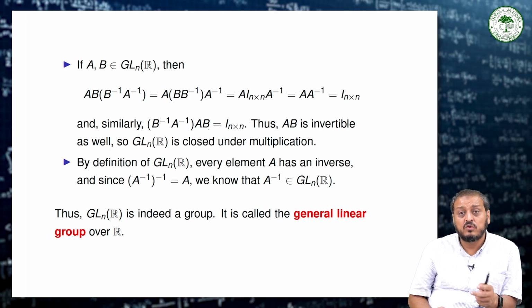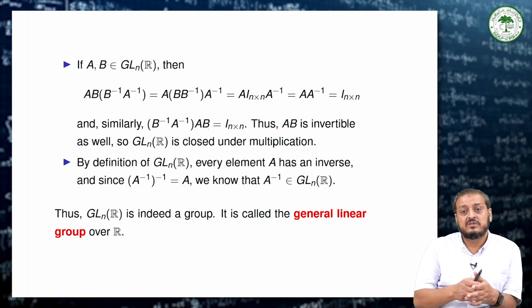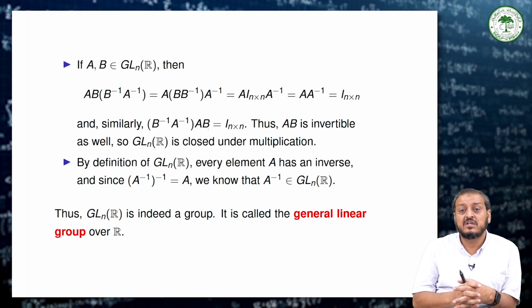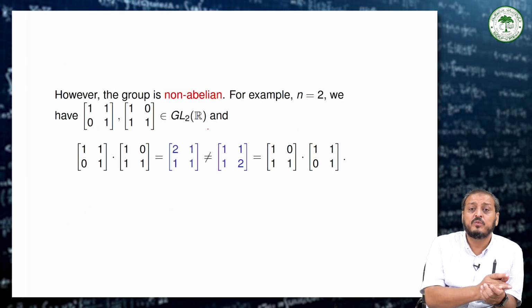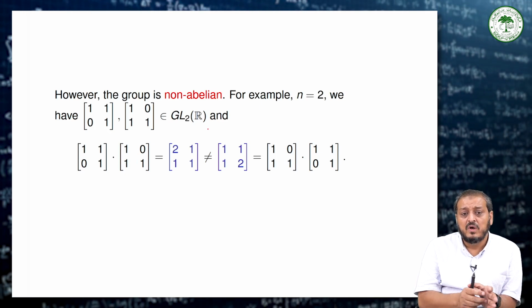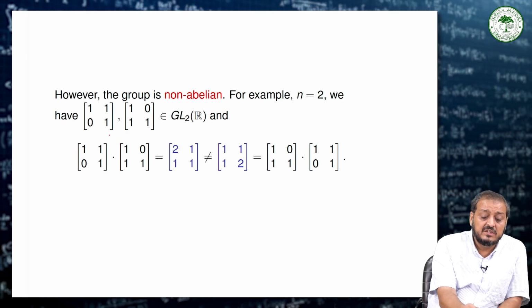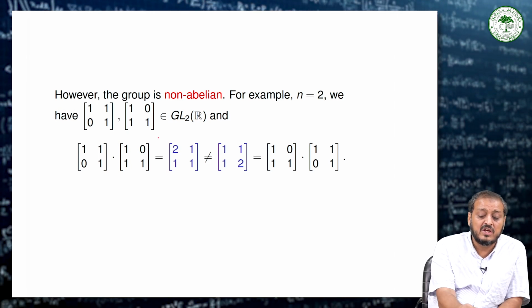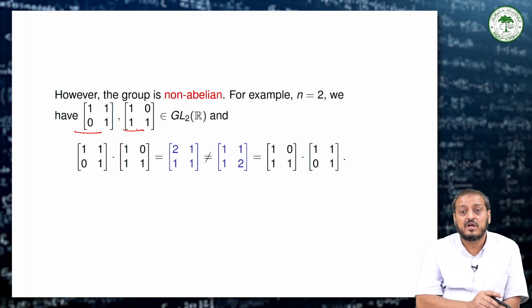Now this group is clearly non-abelian, because we know that matrix multiplication is generally not commutative. So this is also clearly a non-abelian group. For example, we take n equal to 2, and two invertible matrices. I take this one and this one, because the determinant of this and the determinant of this, both are non-zero.